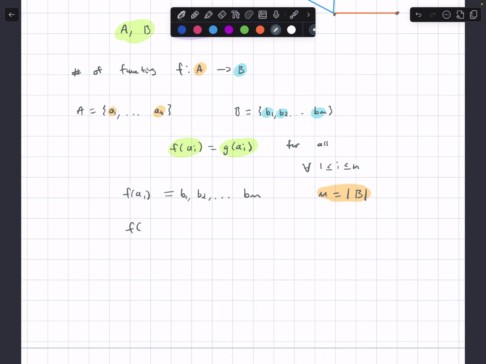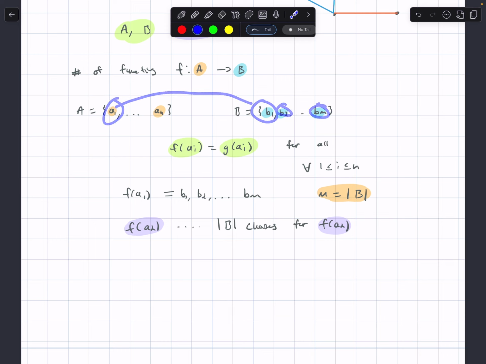Same thing for f of a2, right? There are cardinality of b choices for f of a2. And so the idea is that when we're defining a function from a to b, the way that we do that is we are taking each element of a and choosing which element of b it gets mapped to. So the number of different functions is the number of different ways to choose how we send these elements of a to elements of b. So the number of ways of choosing which element of b a1 gets sent to. Well, it could get sent to b1, b2, all the way through bm.